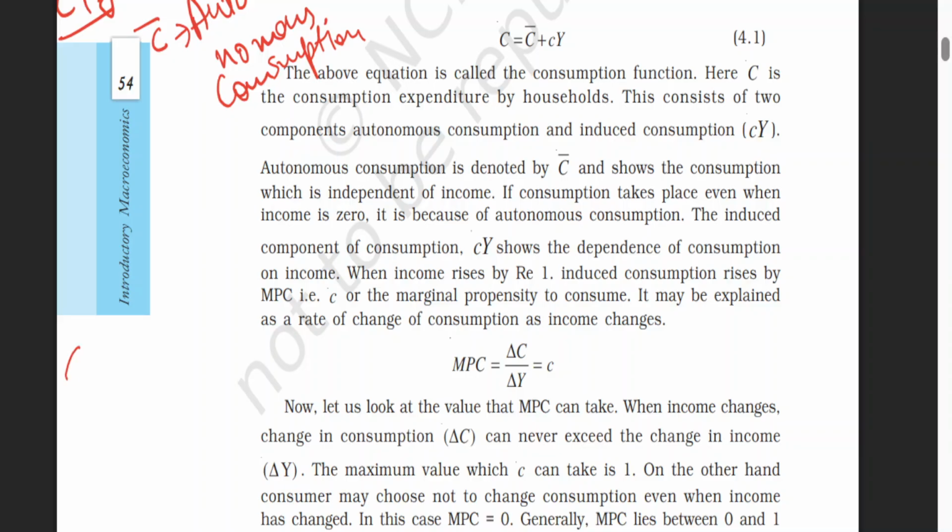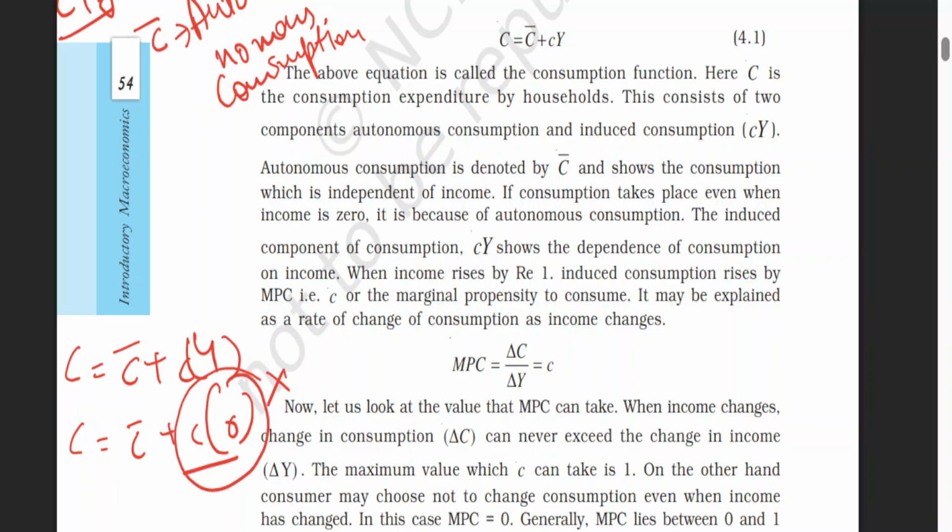I can tell you by applying particular values. Like if your income is zero, then you are going to plot zero here, and anything multiplied with zero will be zero, so this complete value will be zero, and you are left with only autonomous consumption, right? This autonomous consumption basically tells you the value of consumption when your income is zero, right? You can see it here also. Autonomous consumption denotes this C bar and shows the consumption which is independent of income.